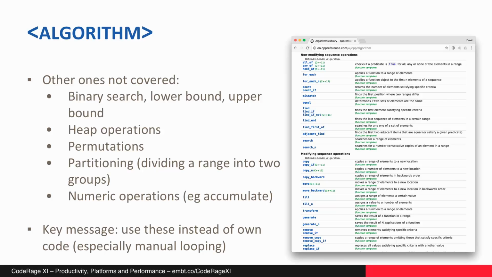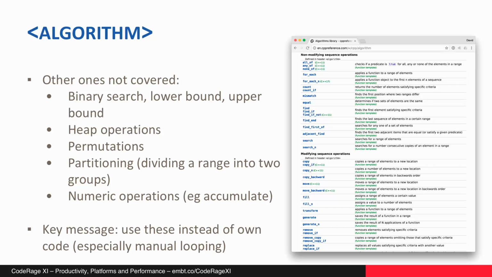Some of the other ones that weren't covered were doing a binary search or finding the lower bound and upper bound. Those two are very useful. Heap operations didn't even get to them, permutations didn't get to them, partitioning didn't get to them, numeric operations didn't get to them either. There's quite a wide variety of very useful algorithms.